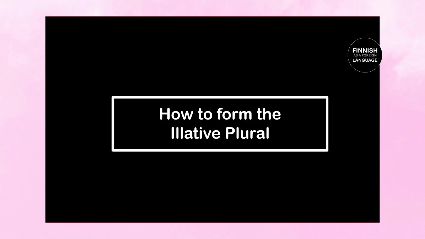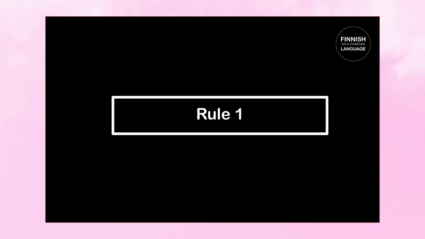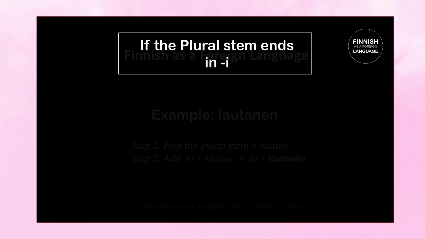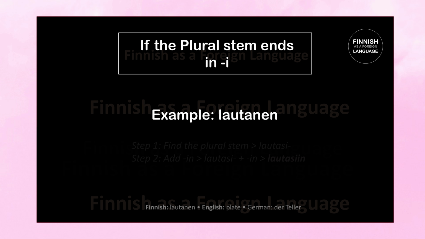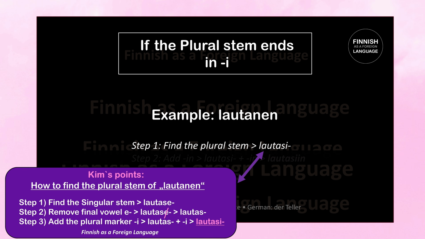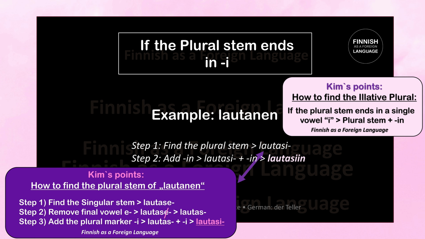The illative plural works differently. Here we have 3 rules. We start with the first one. If the plural stem ends in I, for example, lautanen. In the first step, we have to find the plural stem, which is lautasi. And then in the second step, we have to add in. So that means we have lautasi plus in, and we get lautasiin. This is the illative plural, meaning to the plates. So to sum it up, if the plural stem ends in one single vowel, that is I, then the structure is plural stem plus in.